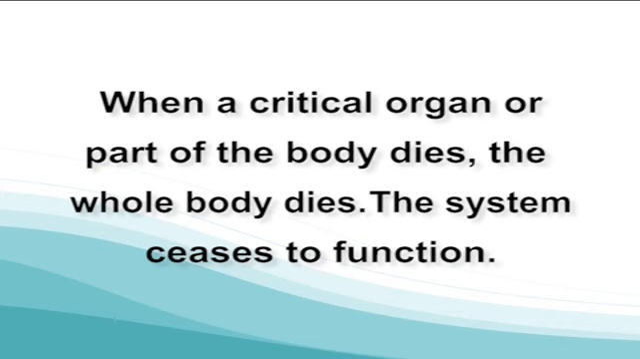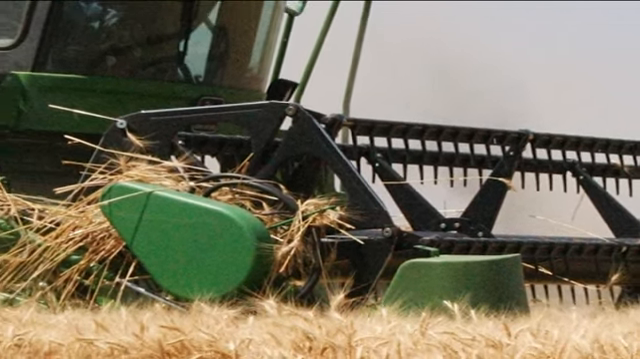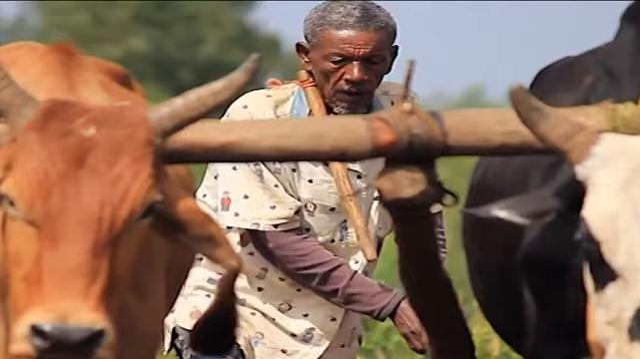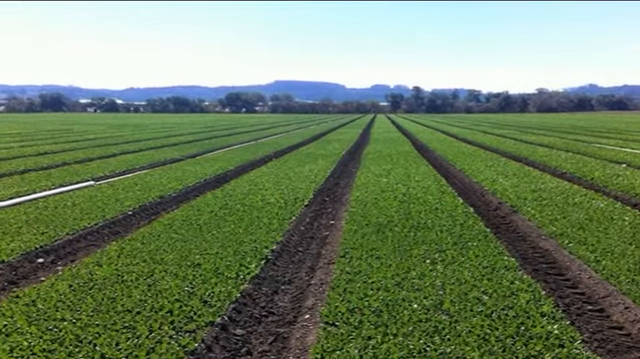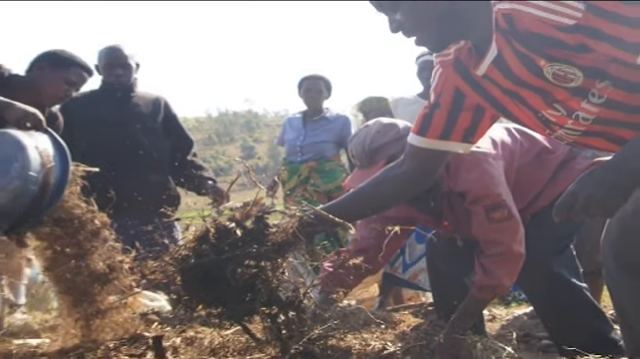When a critical organ or part of the body dies, the whole body dies. The system ceases to function. When agricultural production on a particular field is not autonomously sustainable, it places stress on the farming system as a whole. When a farm is not sustainable, it places stress on the community of which it is a part. A nation that is not sustainable places stress on global society.